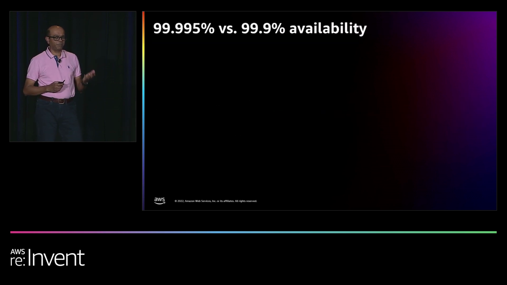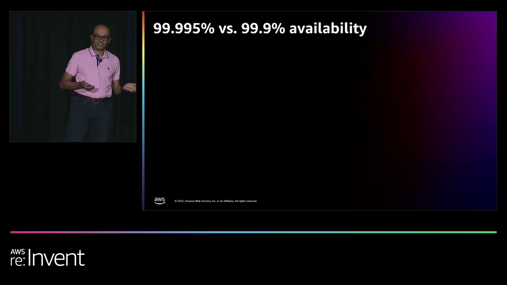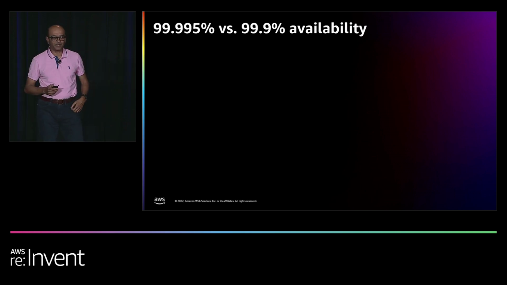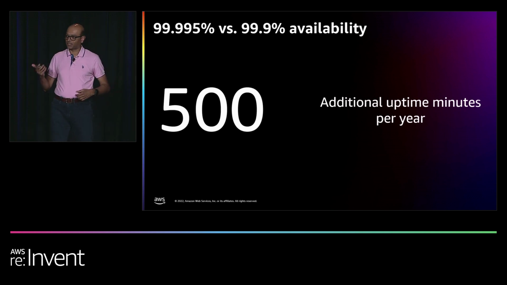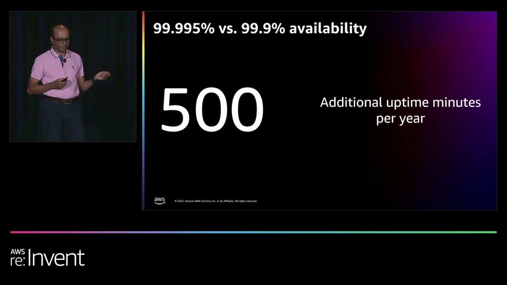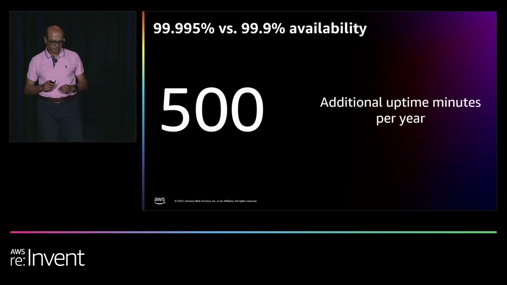So Global Accelerator is built, as I mentioned, for 99.995% availability when both IP addresses of the accelerator are used. So what's the big deal, you may ask, of 99.995% availability versus, say, 99.9% availability? Well, the difference happens to be almost 500 additional uptime minutes every year. So when your application is really critical for your business, every minute of uptime matters, and that's why we have architected availability into every component of the Global Accelerator service.